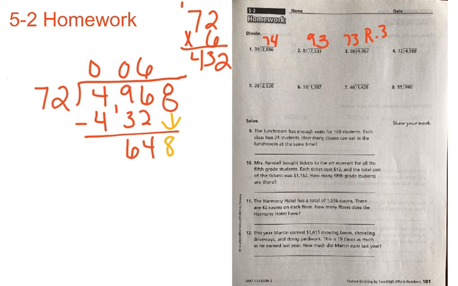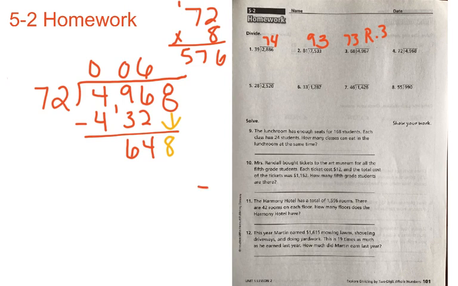Now we have to figure out how many times can 72 go into 648. And I am going to say we're going to be close to 8. So let's go ahead and give it a shot at 8. 72 times 8. 8 times 2 is equal to 16. Put down your 6, carry your 1. 7 times 8 is equal to 56, plus 1 is equal to 57. So 72 times 8 is 576.